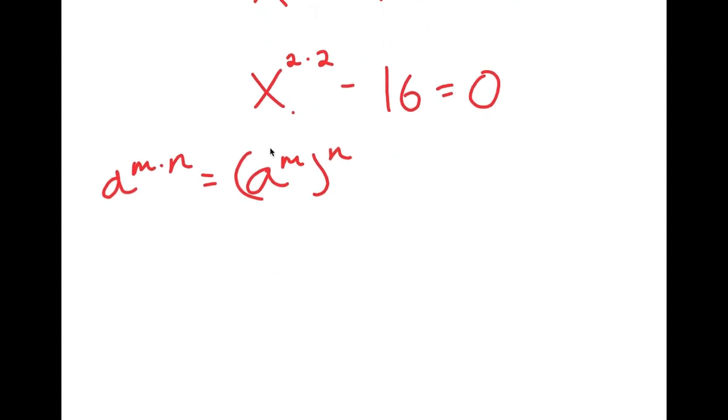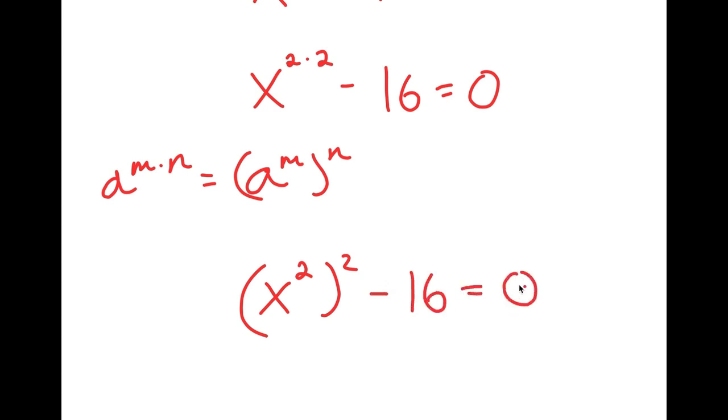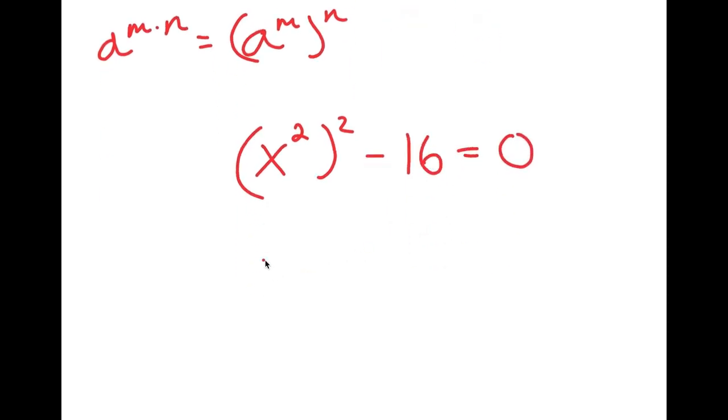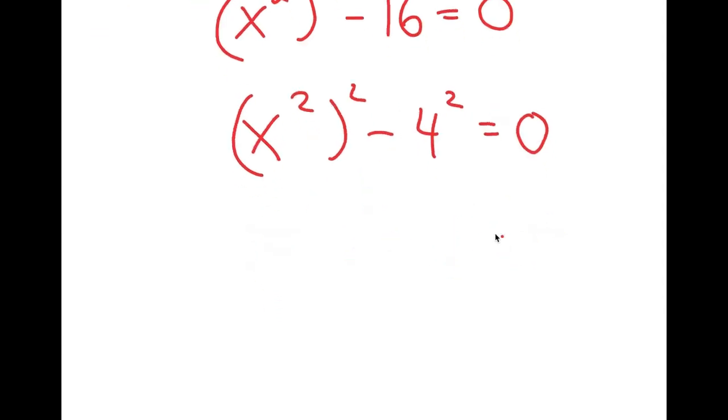So x to the power of 2 times 2 is equal to x to the power of 2 to the power of 2. And now 16 I can rewrite as 4 squared. So I get x to the power of 2 to the power of 2 minus 4 squared is equal to 0.